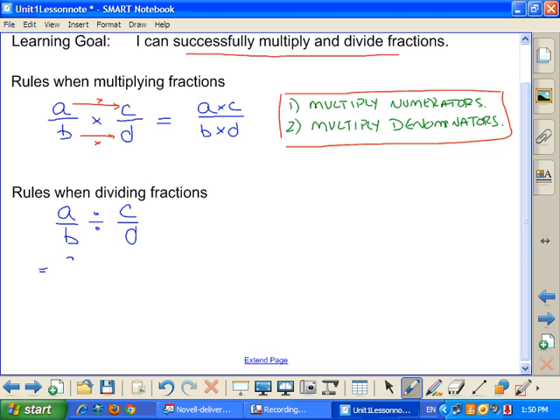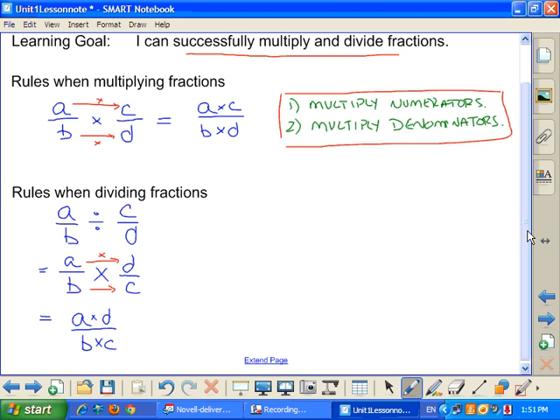So we leave the first fraction. We now change our division sign to multiplication, and you flip the second fraction. And then you can multiply. All right? So we use our rules for multiplication at that point. So the answer would be a times d divided by b times c.